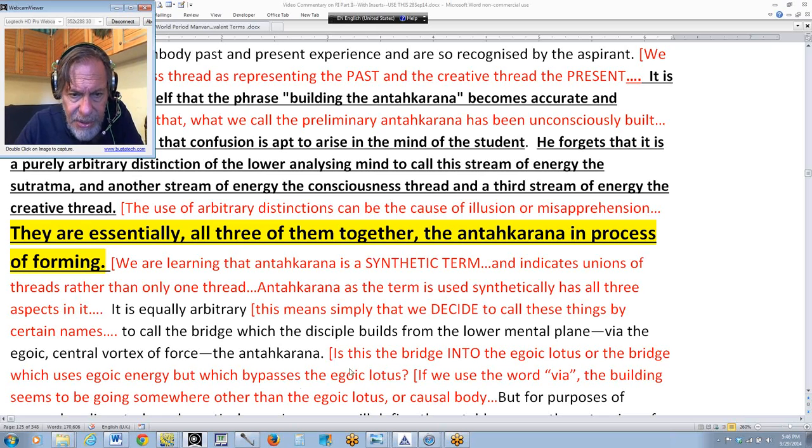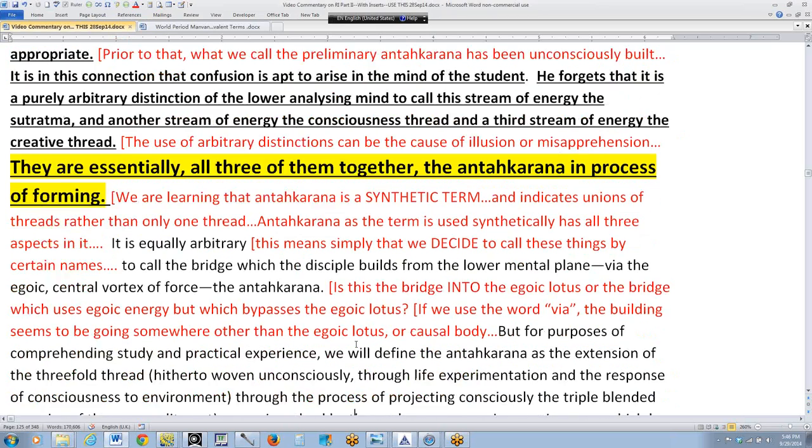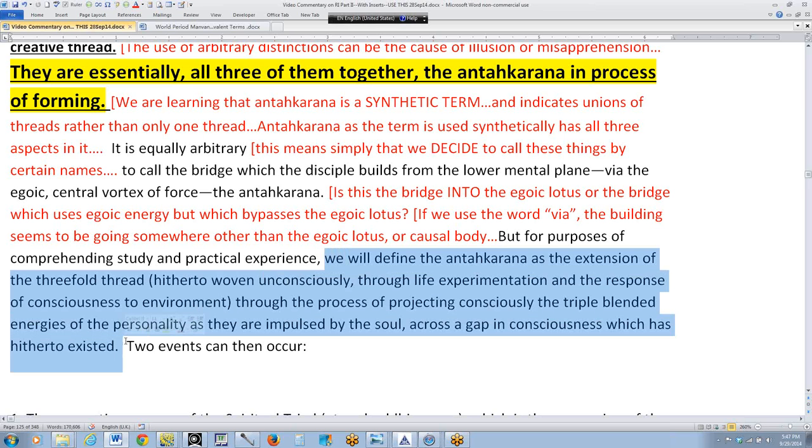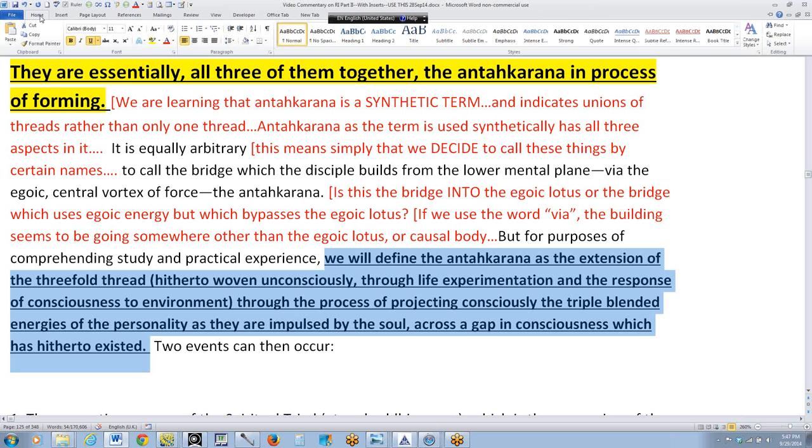But see, we're into this language business that he talks about, why it is difficult. For purposes of comprehending study, because things do have to be taken apart in order to be properly studied, but for purposes of comprehending, studying, and practical experience, we will define the Antahkarana as the extension of the threefold thread woven unconsciously through life experimentation and the response of consciousness to environment, through the process of projecting consciously the triple blended energies of the personality as they are impulsed by the soul across a gap in consciousness which has hitherto existed. Well, okay, we're going to have to repeat that. I'm sure you will agree.